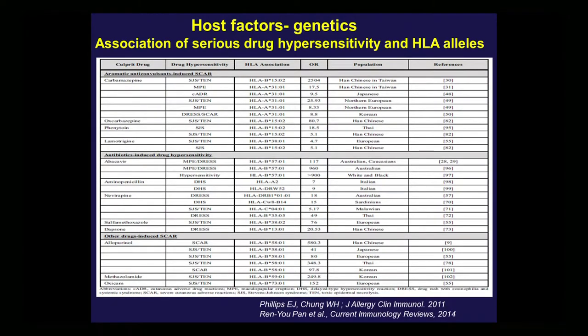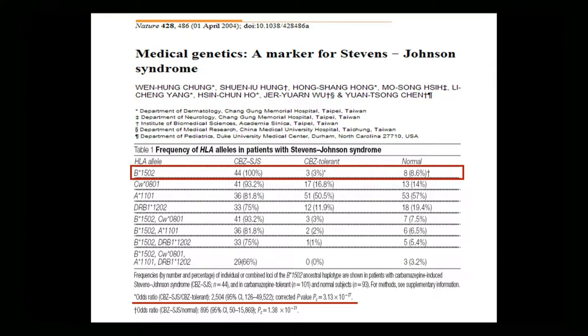Another factor is the host factor. The genetic factor, of course, is very important, especially HLA, which has been found to associate strongly with many drugs, such as carbamazepine, allopurinol, and abacavir, and in recent years dapsone, an antibiotic that can treat leprosy, was found to associate strongly with HLA-B*1301. So there are several very good examples of strong HLA associations, with specific alleles for specific drugs. In 2004, we first identified the strong association of HLA-B*1502 with carbamazepine-induced Stevens-Johnson syndrome or toxic epidermal necrolysis.